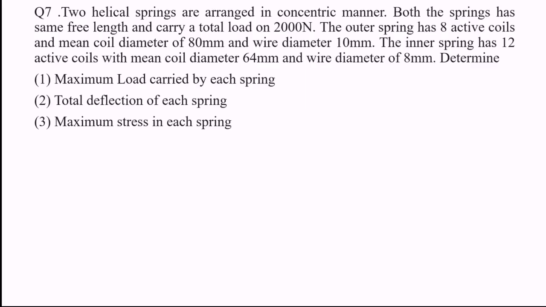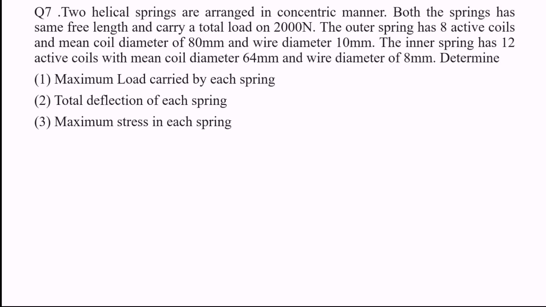The question is: two helical springs are arranged in a concentric manner. Both the springs have the same free length and carry a total load of 2000 newtons. The outer spring has 8 active coils, a mean coil diameter of 80 mm and a wire diameter of 10 mm. The inner spring has 12 active coils with a mean diameter of 64 mm and a wire diameter of 8 mm. We have to determine the maximum load carrying capacity, total deflection and maximum stress in each spring.